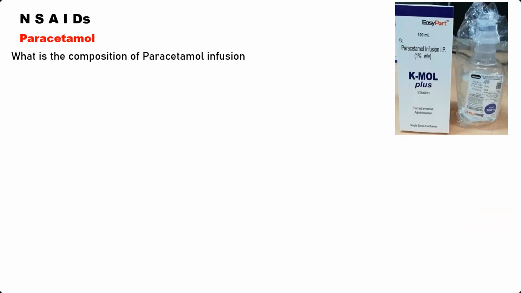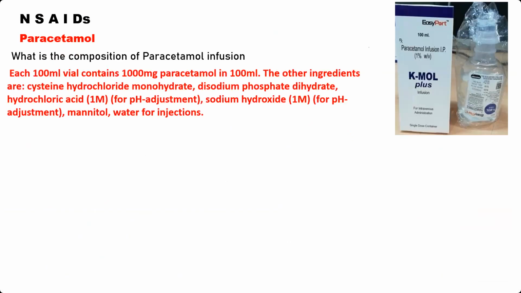None of you have seen the label or gone through the composition. Mannitol. Each ml contains 1000 milligram or 1 gram of paracetamol. Other ingredients are cysteine hydrochloride monohydrate, disodium phosphate dihydrate, hydrochloric acid, sodium hydroxide, mannitol, and water for injections. All these things are there in the infusion.